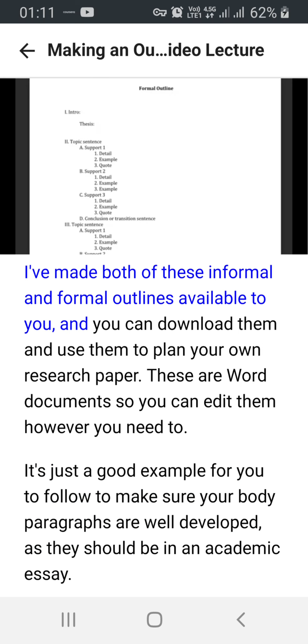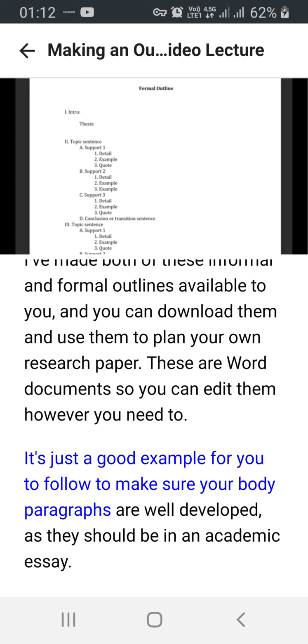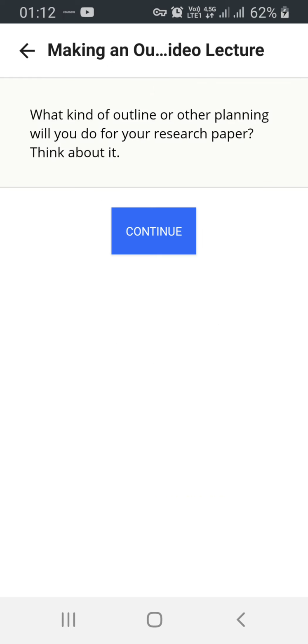I've made both of these informal and formal outlines available to you, and you can download them and use them to plan your own research paper. These are Word documents, so you can edit them however you need to. It's just a good example for you to follow to make sure that your body paragraphs are well developed, as they should be in an academic essay.